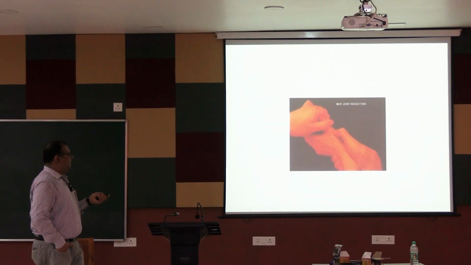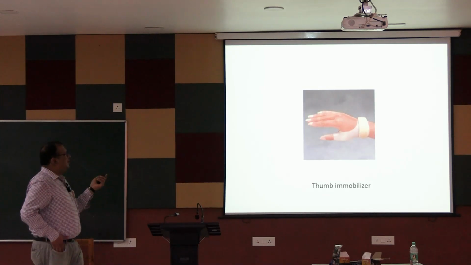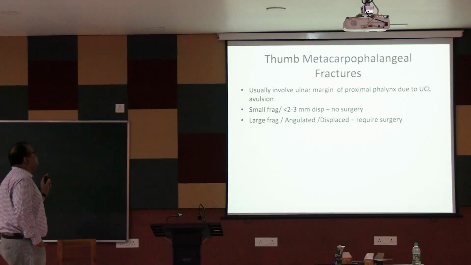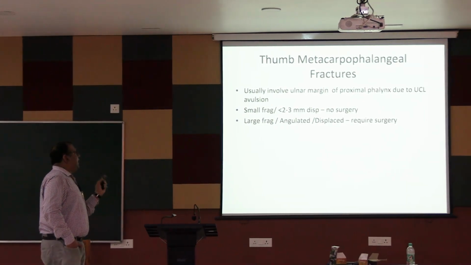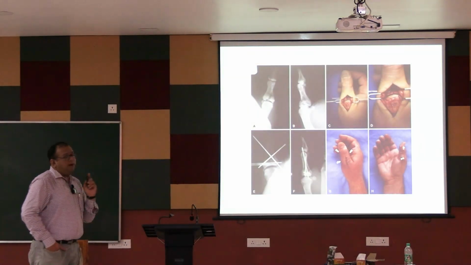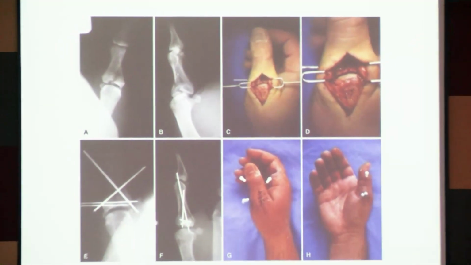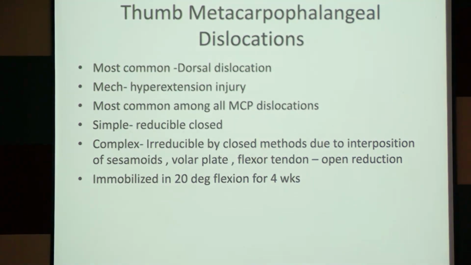Not much, do not write this down. This is a thumb mobilizer. This is just, I'm going through it. You don't need to remember anything of these. Metacarpophalangeal joint fractures are also there. Remember Bennett and Rolando, right? This is something you need to remember. Rest, these are just for show. I'll just show it to you.